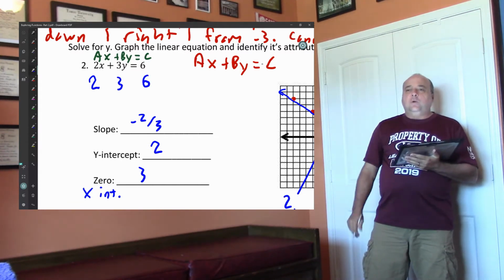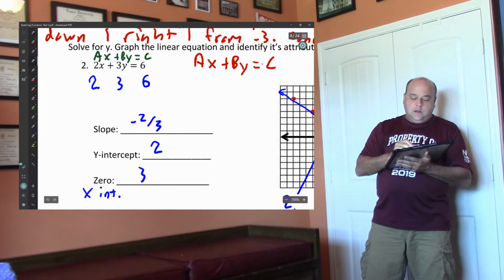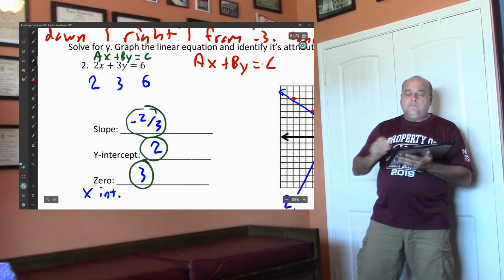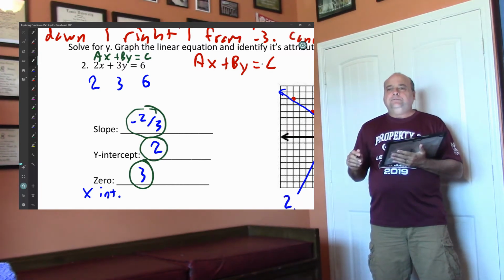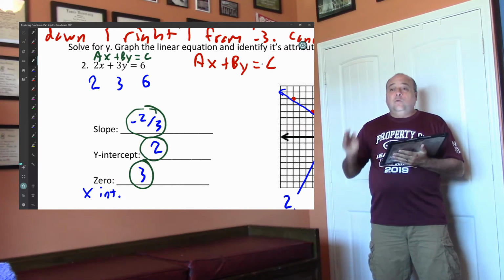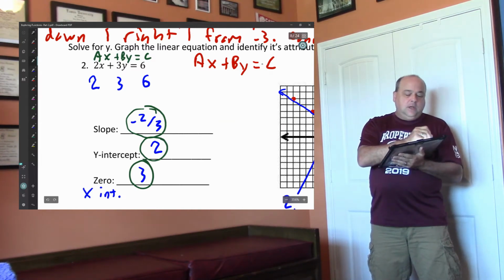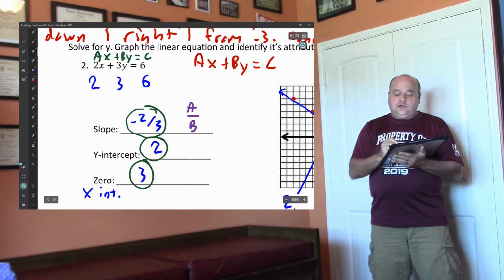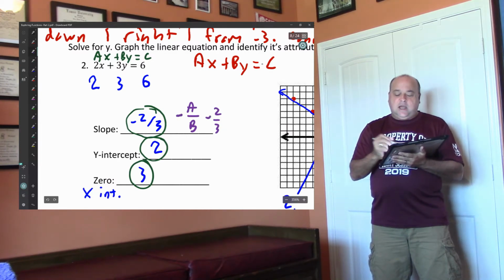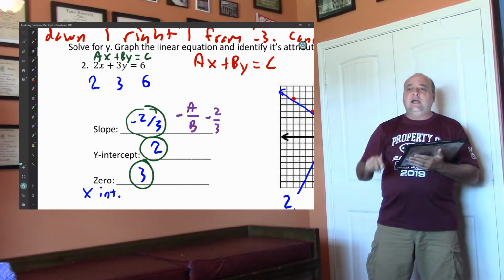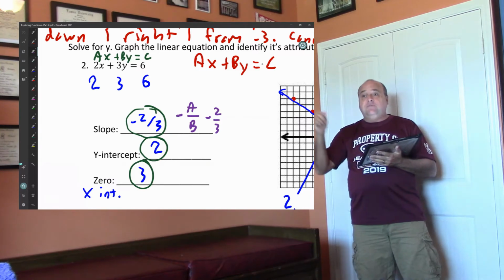Now then, look at the answers we just got. The a, the b, and the c, and look at these answers right here. The negative 2/3, the 2, and the 3. How can I get the negative 2/3 from the a, b, and c? Where does that come from? Okay, think about it. Where do you see 2 and 3 in a, b, and c? That is correct. It's the a and the b. Now then, if I put a over b, I'll get 2 over 3, won't I? But the slope is negative 2 over 3. So I need to do negative a over b to get the slope. So if you have it in standard form and you put negative a over b, bam, you got the slope. That's going to be the number that's in front of the x.